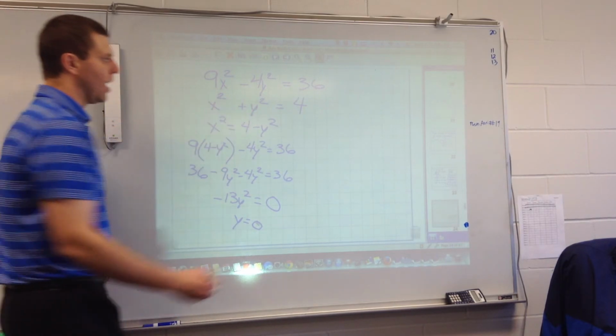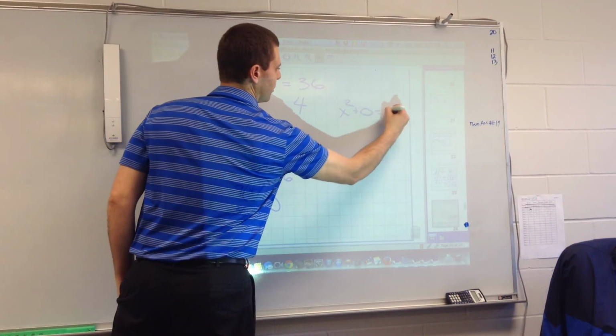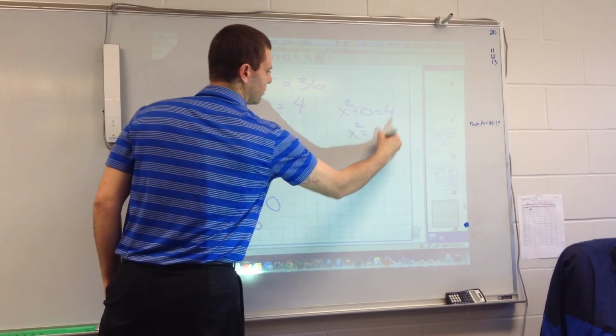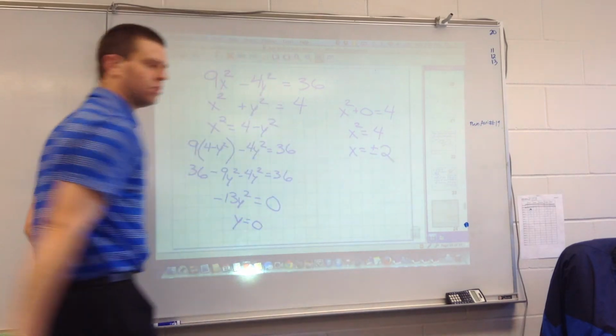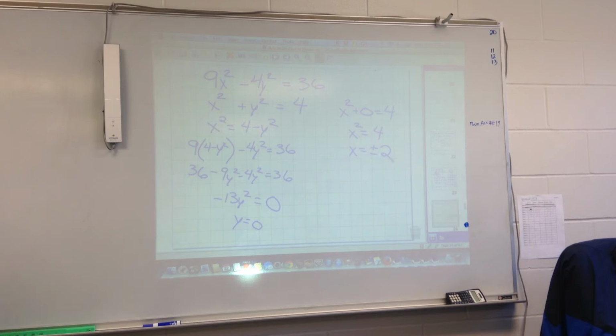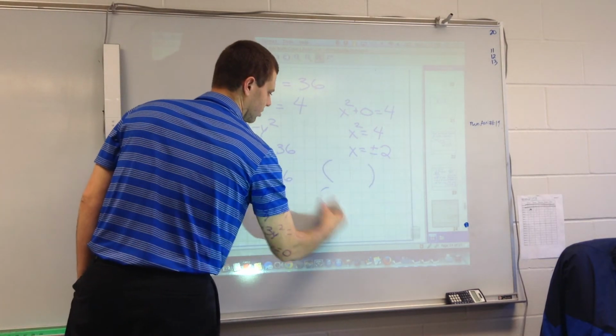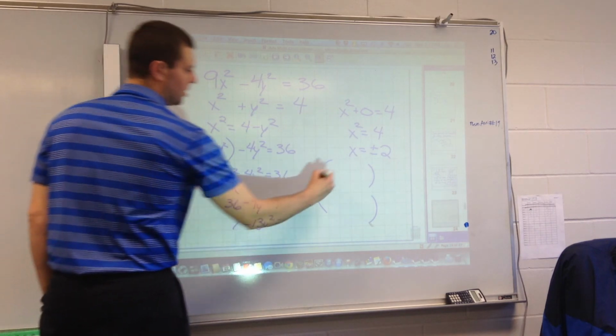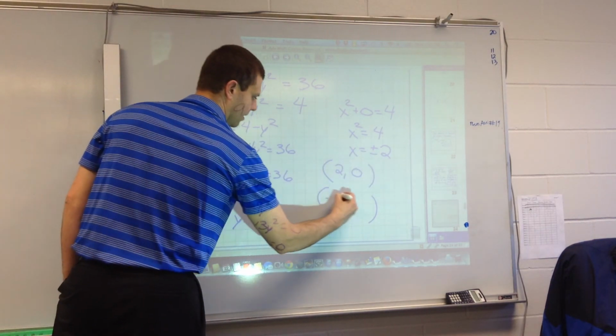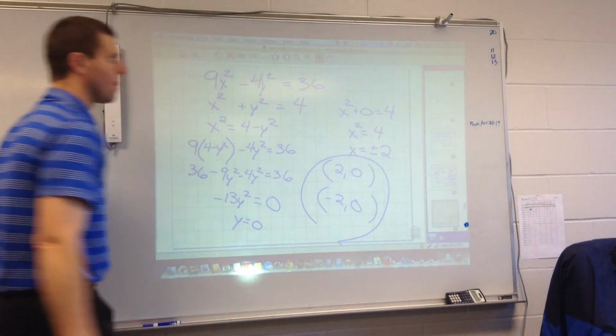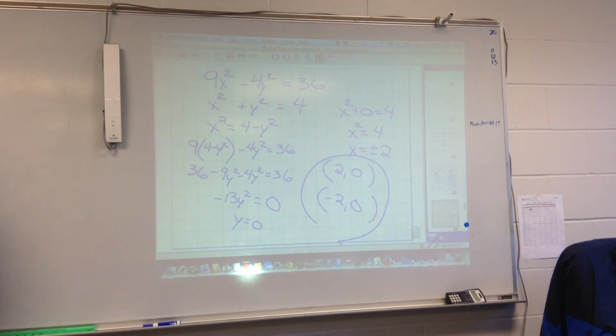Plug 0 back in for y. So x squared plus 0 equals 4. x squared equals 4, x equals plus or minus 2. So what are my two solutions? 2, 0 and negative 2, 0. Plus or minus 2, comma 0 would work. So those are the two coordinates where the hyperbola and the circle intersect one another.